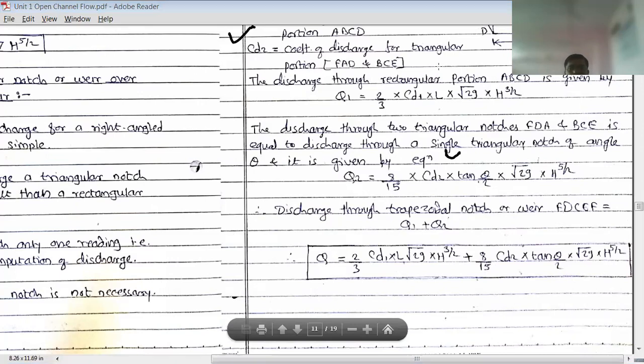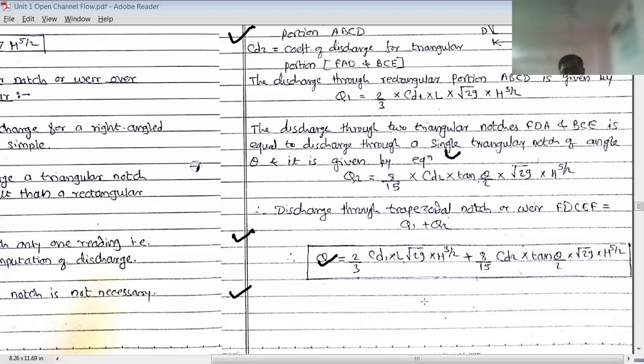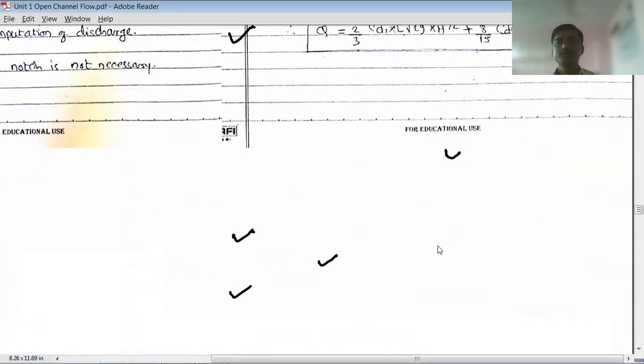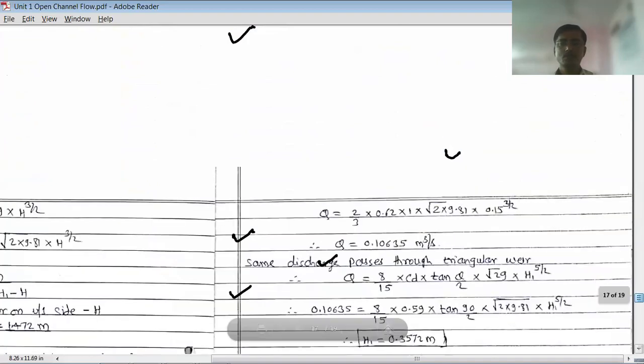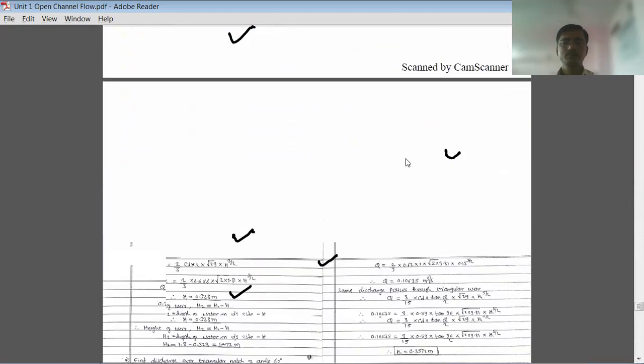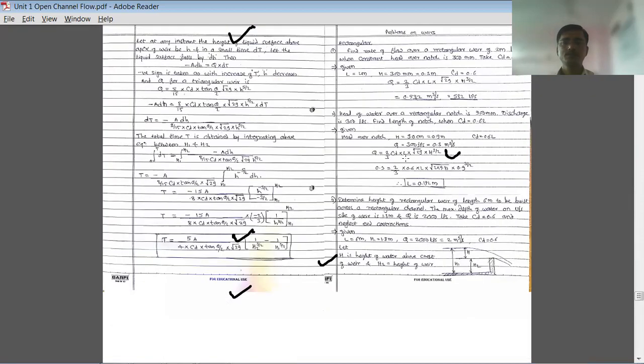Okay, now it is over. We will solve some problems based upon these equations for the discharge of the trapezoidal notch, rectangular notch, and triangular notch.